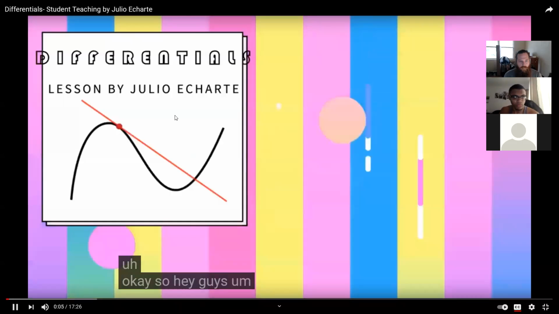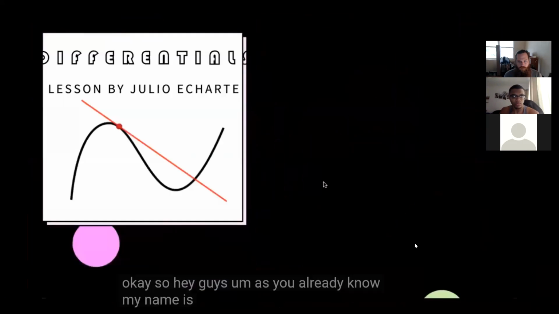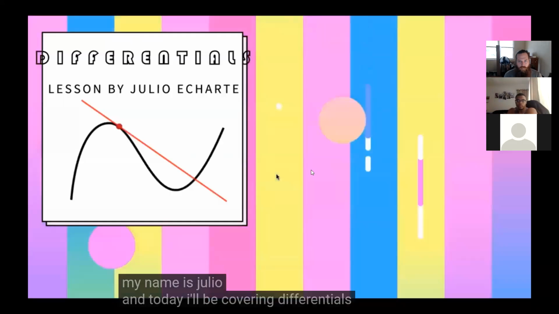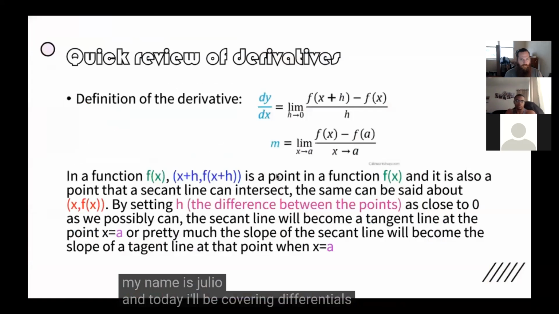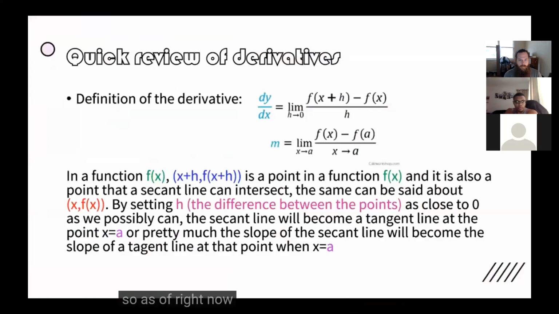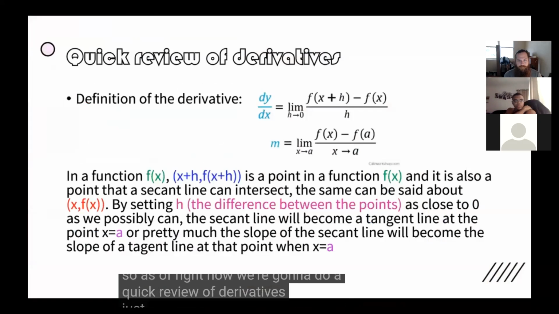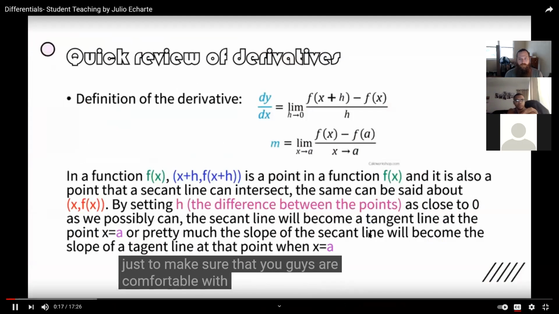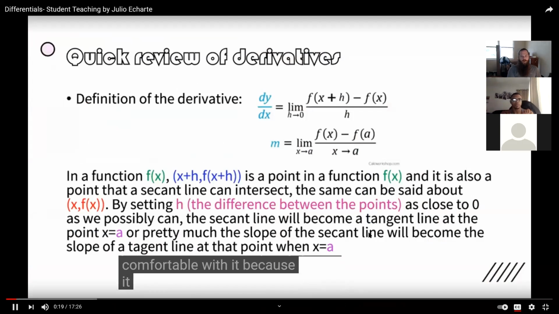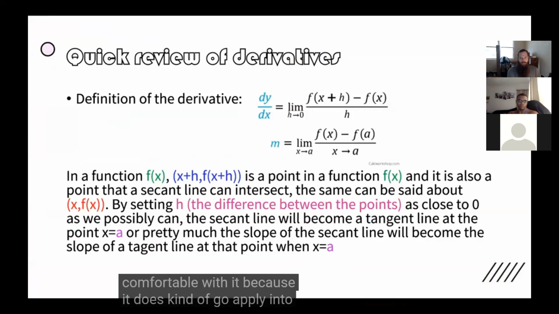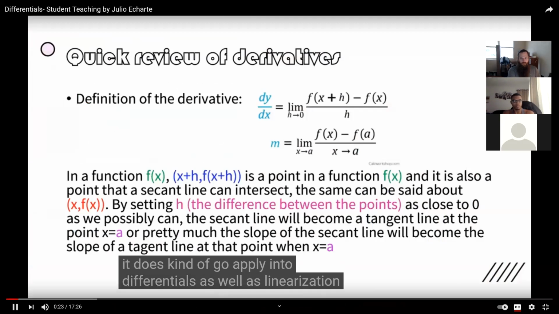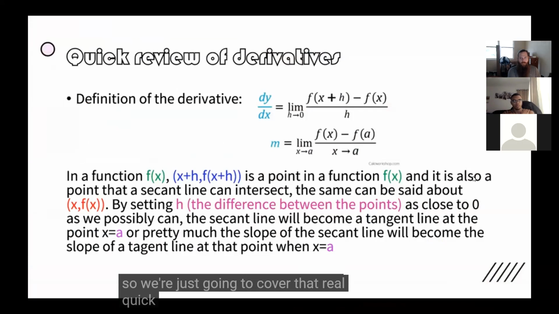I'm turning my screen share back on. So, hey guys, as you already know, my name is Julio, and today I'll be covering differentials. So, as of right now, we're gonna do a quick review of derivatives, just to make sure that you guys are comfortable with it, because it does apply to differentials as well as linearization. So we're just gonna cover that real quick.